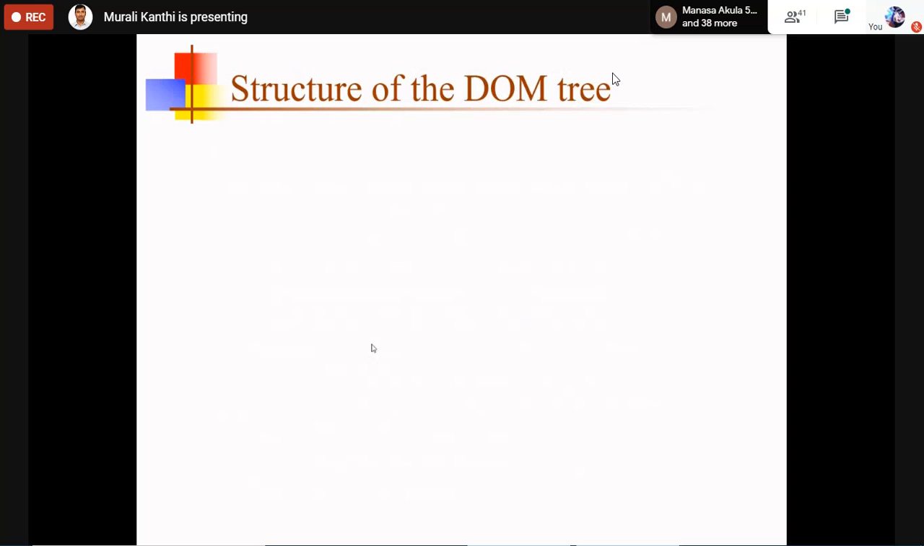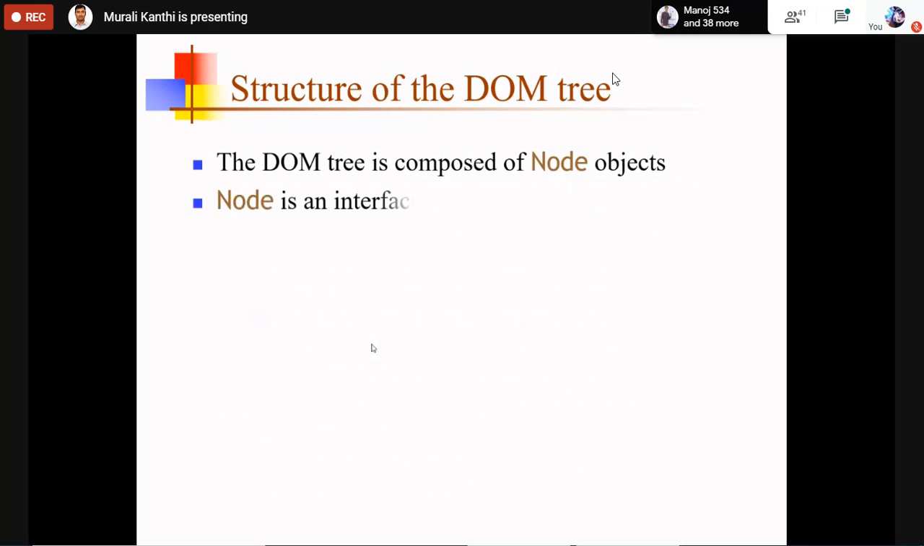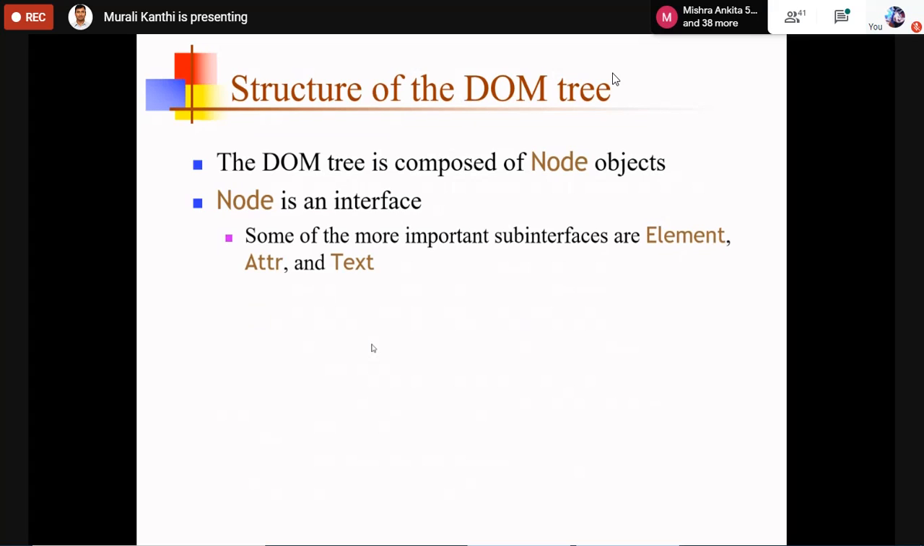Now the structure of the DOM tree. The DOM tree is composed of node objects. Node is an interface, and some of the more important sub-interfaces are element, attribute, and text. An XML document consists of elements, attributes, and some text, so for everything there is an interface. Node is an interface, and element, attribute, and text are all sub-interfaces.